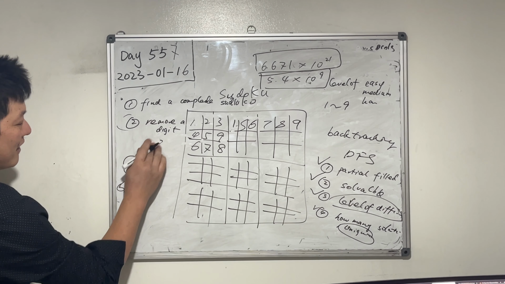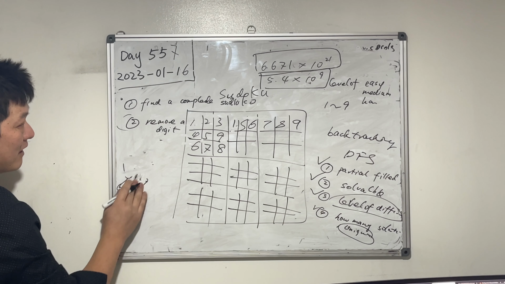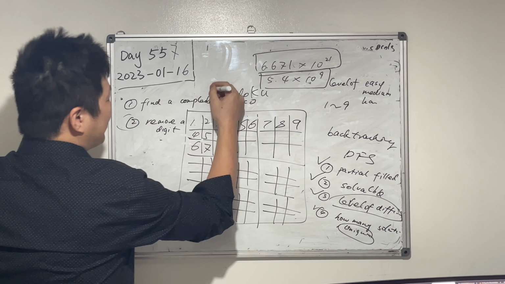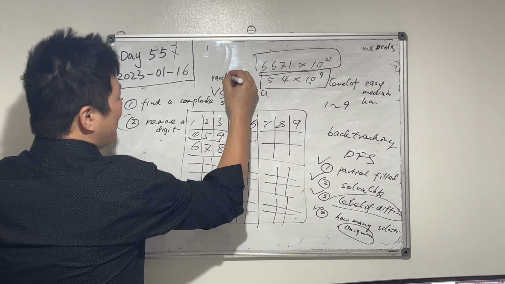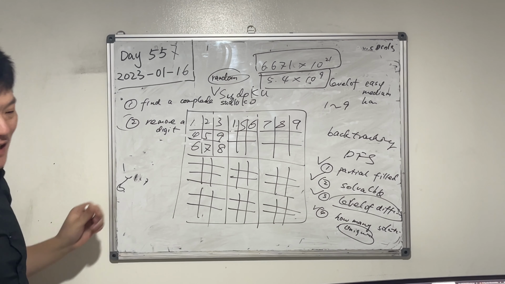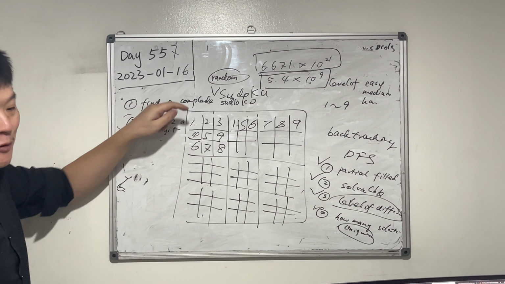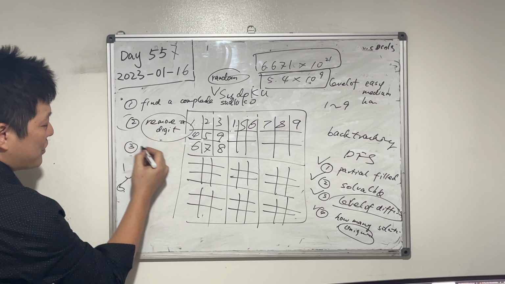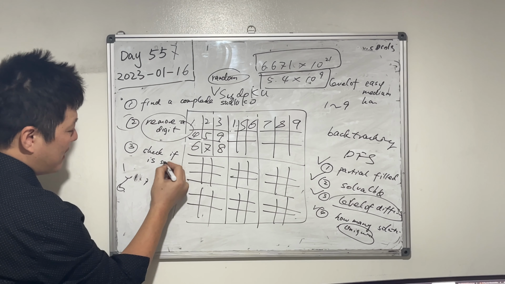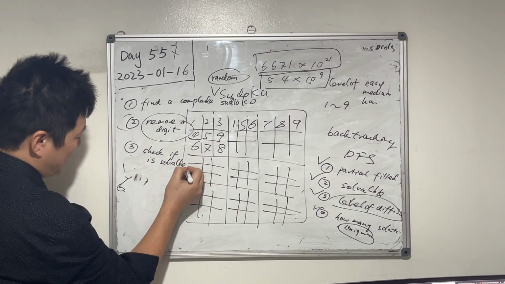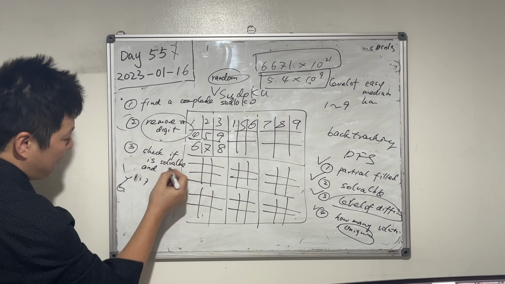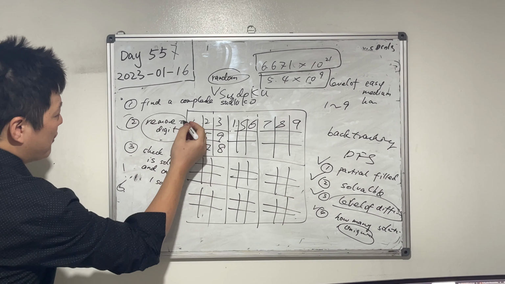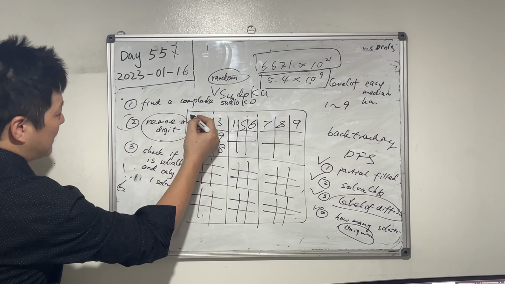That's basically the first step. We are finding a complete Sudoku, and then it has to be random, right? We don't want to return the same one every time. It has to be random. Okay, we come back to step 1 later. Remove a digit, and then we need to check if it is solvable, and has only one solution, right? If it is solvable and we have removed a certain number of digits, right?